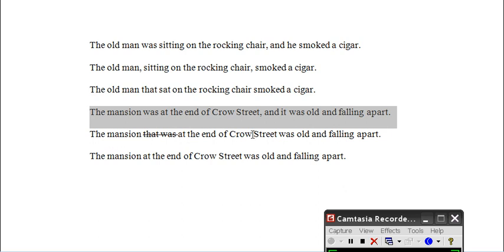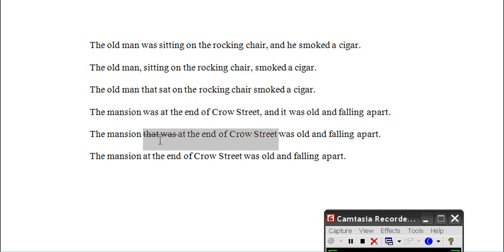Now you wouldn't use which here with commas, because then you are saying that it could be any mansion, and this is just extra information. But this is needed information. We don't know what mansion it is unless it's the mansion at the end of Crow Street. It could be the other mansion, right? It could be the mansion that's not at the end of Crow Street. Okay, so the mansion that was at the end of Crow Street was old and falling apart.